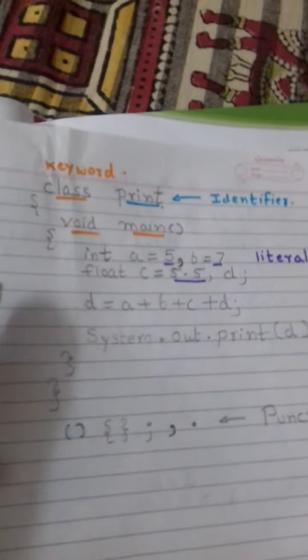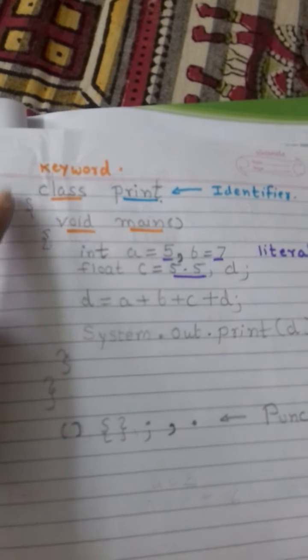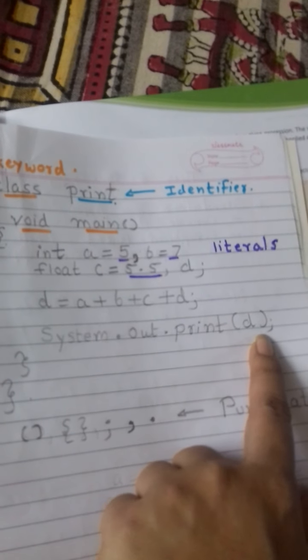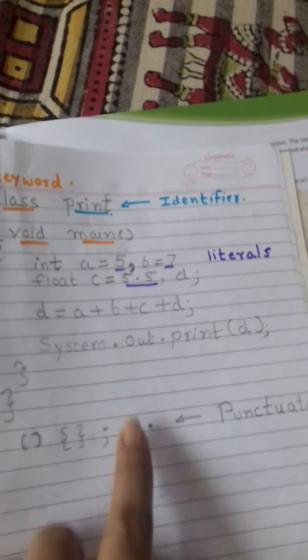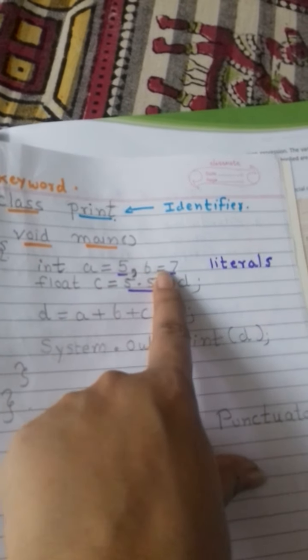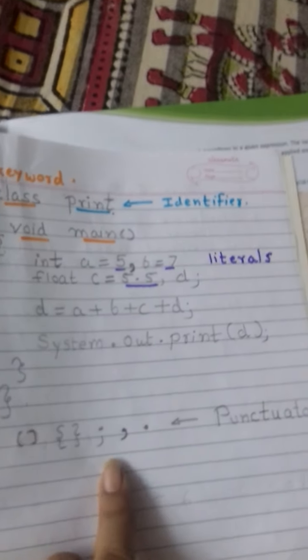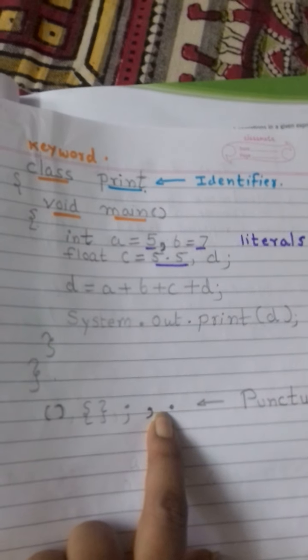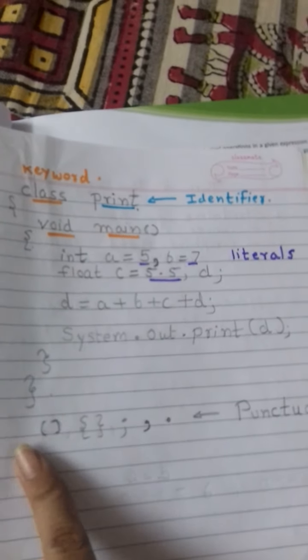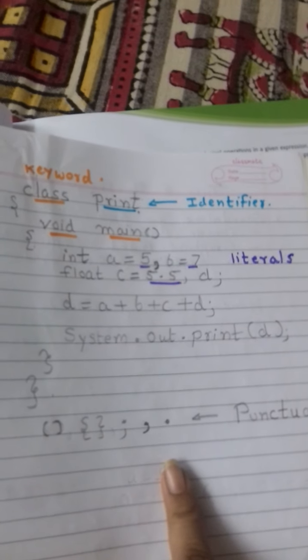Then I have used curly brackets. Then I have used a semicolon after each statement. Then I have used a comma to separate two variables. See, int a equal to 5, comma b equal to 6. So I have used a comma. And last I have used a dot, System.out.print. So all these symbols which I have used are called punctuators.